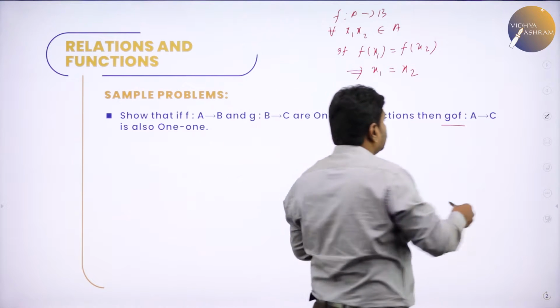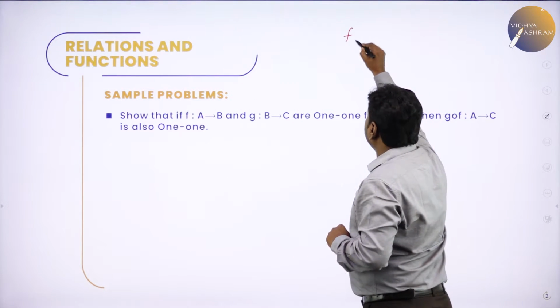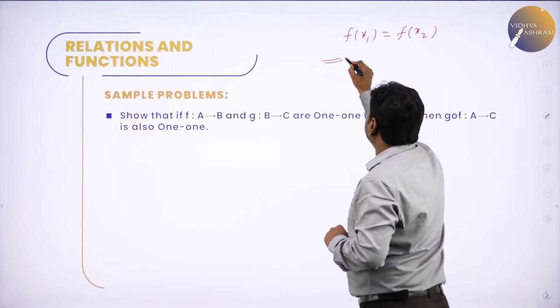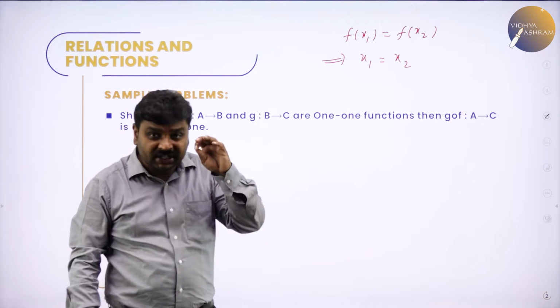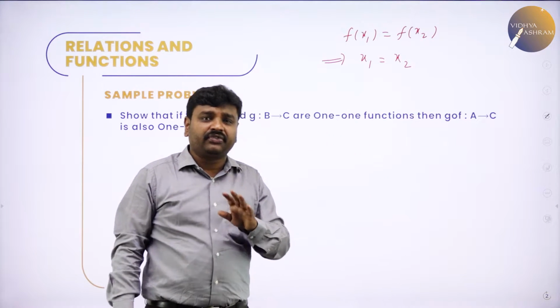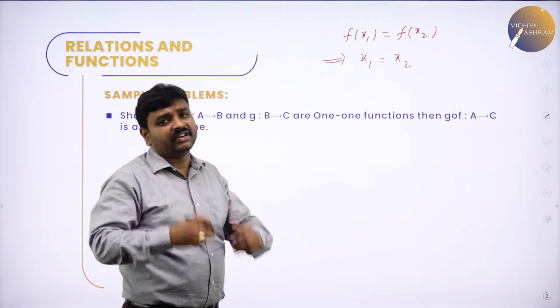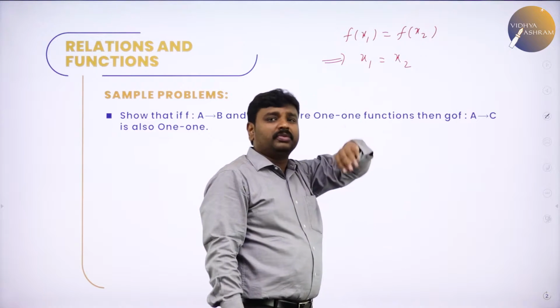So I am repeating, if a function is 1 1, f of x1 is equal to f of x2 implies x1 and x2 should be same. All of you know the meaning of 1 1. 1 1 means what? A function is said to be 1 1 if different elements have different images. Different elements should have different images. Suppose image of x1 equal to image of x2, then x1 and x2 both should be same.